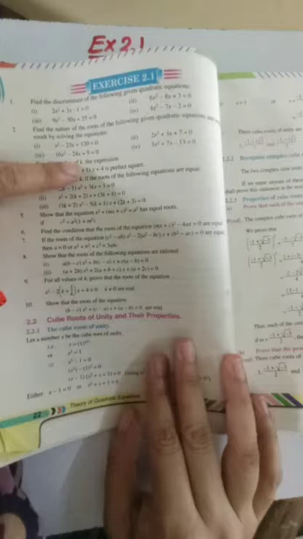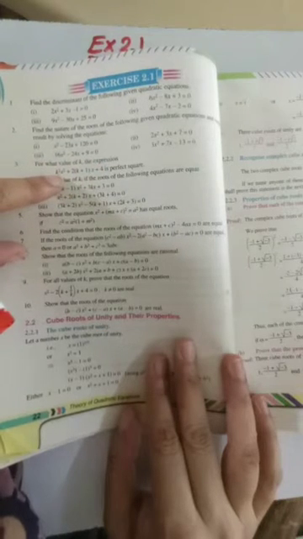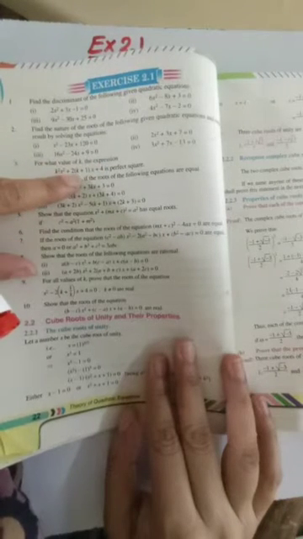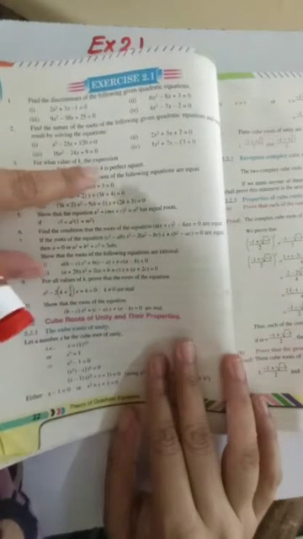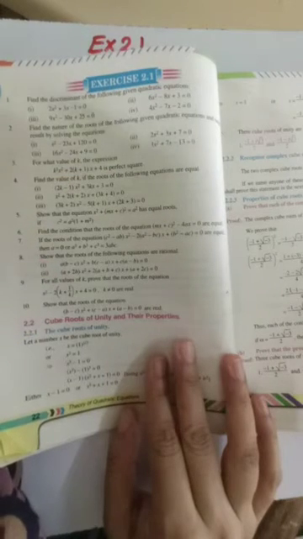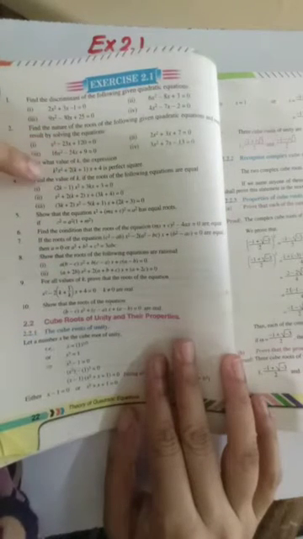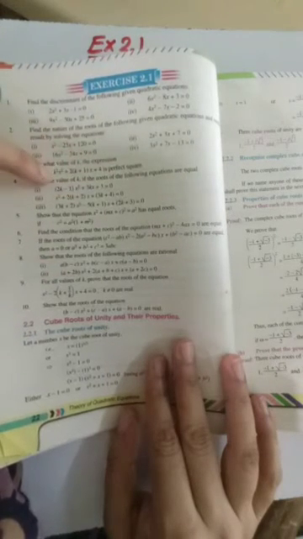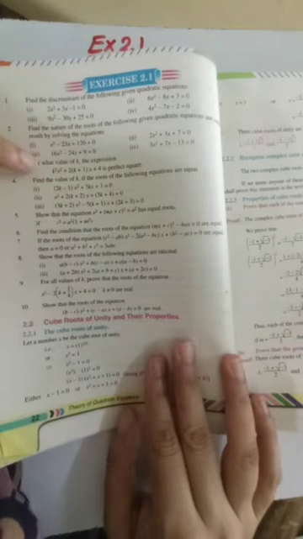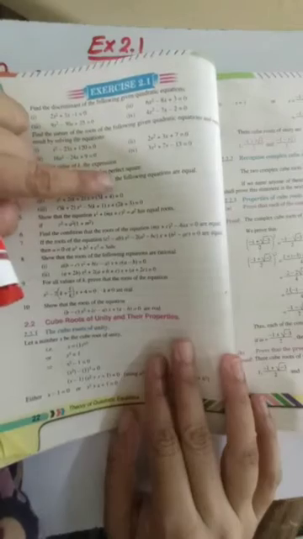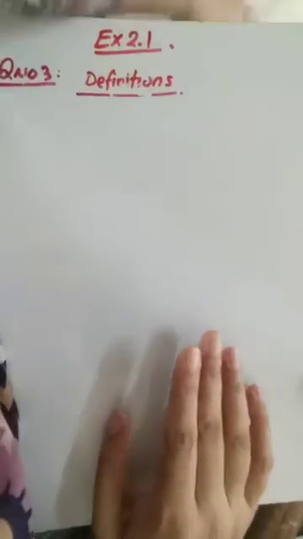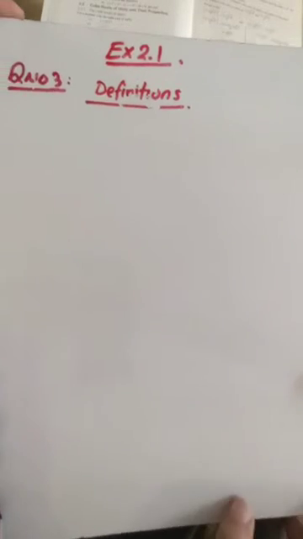For what value of k is the expression k square x square plus 2 times (k plus 1) x plus 4 a perfect square? We need to know the value of k which will make this expression a perfect square. But first of all, let us see the definitions that are involved in its solution. First, we need to know what a perfect square is. For that, let me write a few examples.